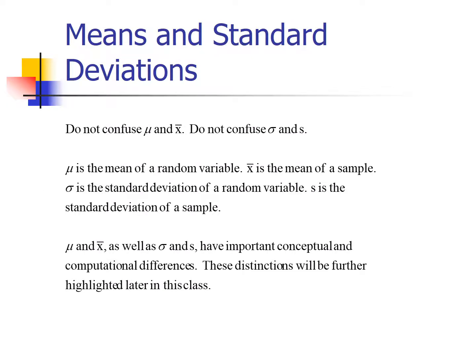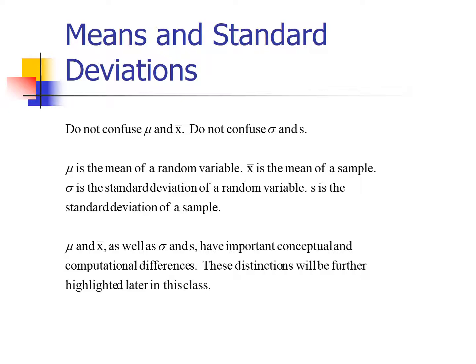Now, to wrap things up, do not confuse mu and x bar. Do not confuse sigma and s. Mu is the mean of a random variable. X bar is the mean of a sample. Sigma is the standard deviation of a random variable. S is the standard deviation of a sample. Mu and x bar, as well as sigma and s, have important conceptual and computational differences.